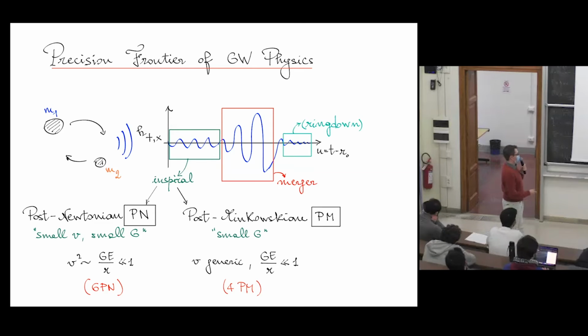But another scheme that has been revived essentially more recently due to the connection with gravitational amplitudes is the post-Minkowskian regime, where essentially one stays agnostic with respect to the velocities of the bodies. And indeed, it's precisely this Lorentz invariance of this approximation that makes the connection to amplitudes rather natural.